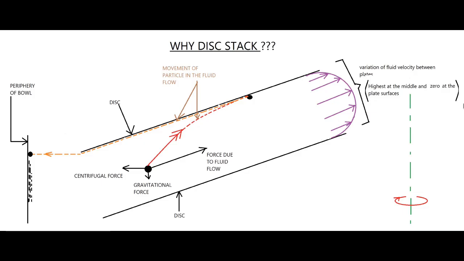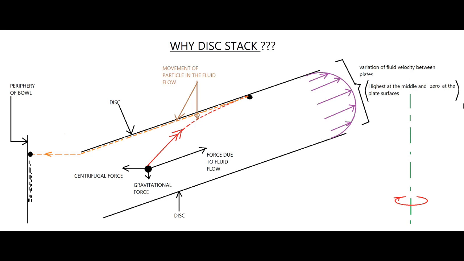There is a streamline flow in the space between two discs. Maximum velocity is at the middle and zero velocity when approaching the plates. A particle entering the disc space will tend to be pushed upwards by the fluid flow.